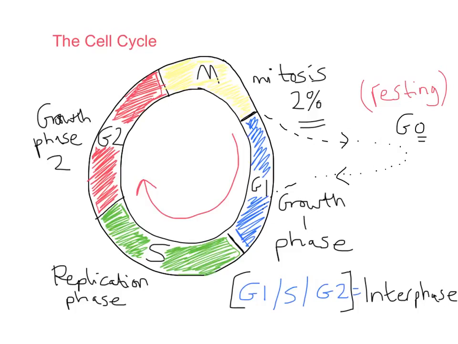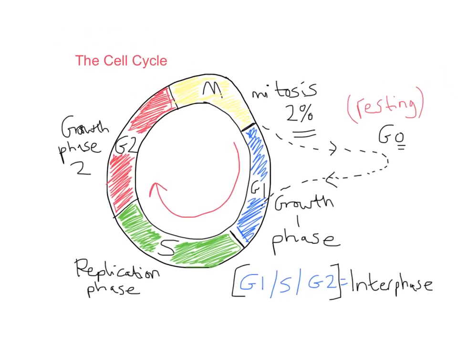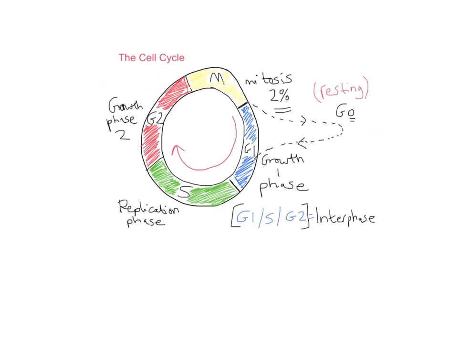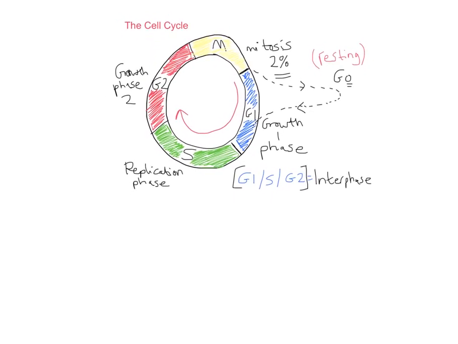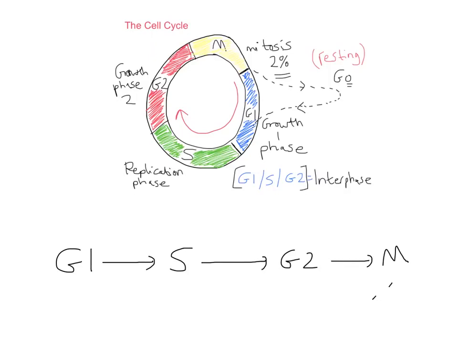Now, the final thing I want to just mention in this cell cycle video are what are called cell cycle checkpoints. So for this, I'm just going to reduce the screen again because I just want to make it a little bit clearer down here at the bottom. So I'm going to have G1, that would lead on to S, that would lead on to G2 and to M, and then the cycle would go again.